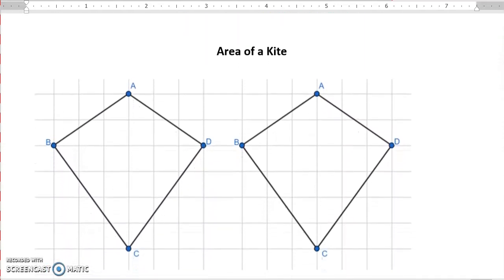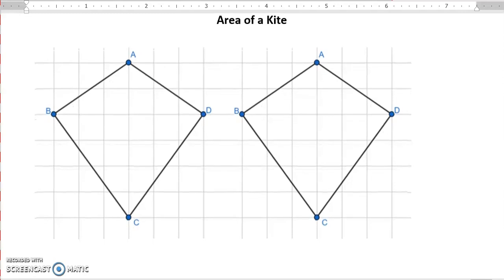Now, getting into the kite. Okay, two cool ways to find the area of the kite. And I put this on the grid because I like that you can actually count it, and it's more visual. You can break this up into triangles.